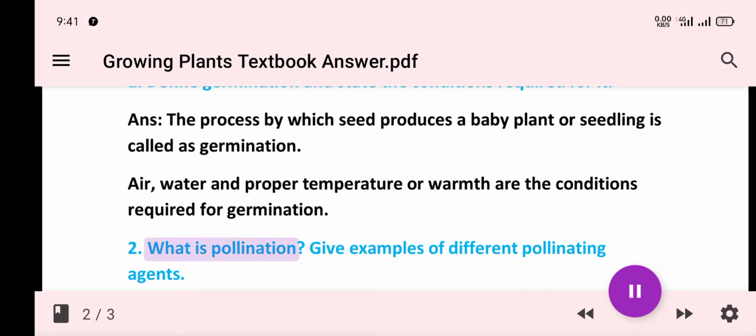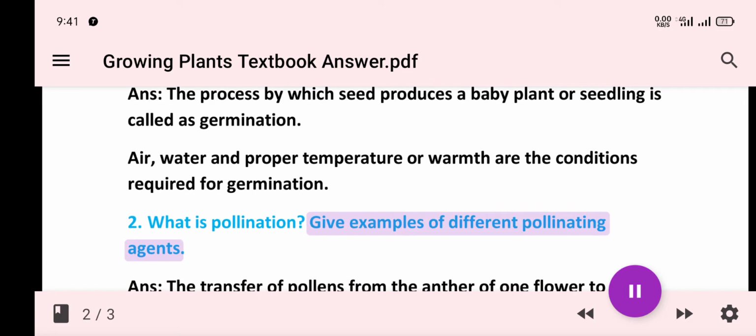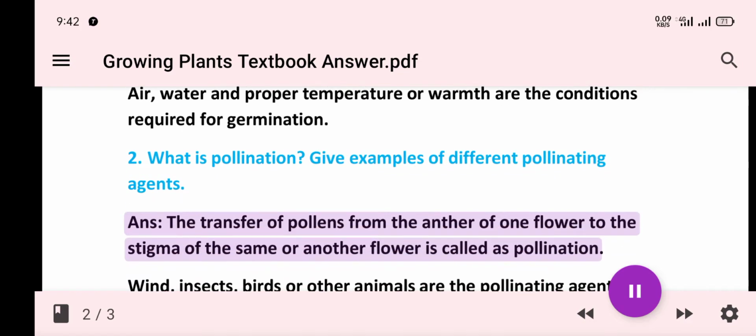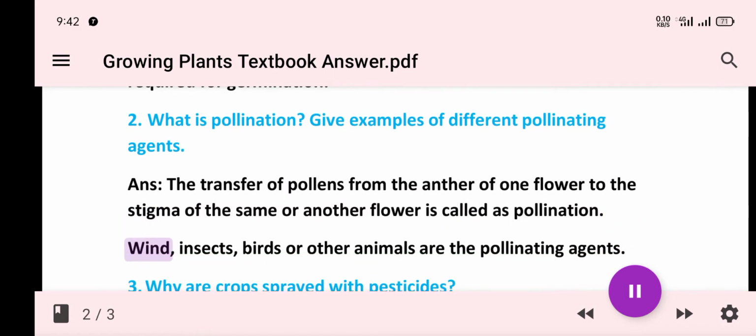2. What is pollination? Give examples of different pollinating agents. Ans. The transfer of pollens from the anther of one flower to the stigma of the same or another flower is called pollination. Wind, insects, birds or other animals are the pollinating agents.